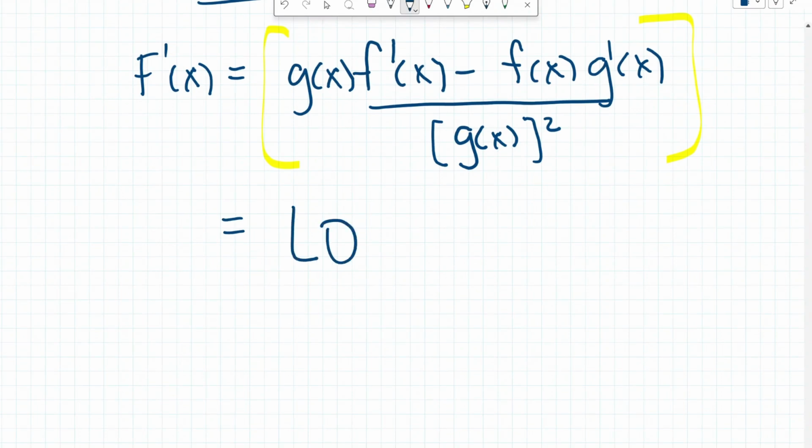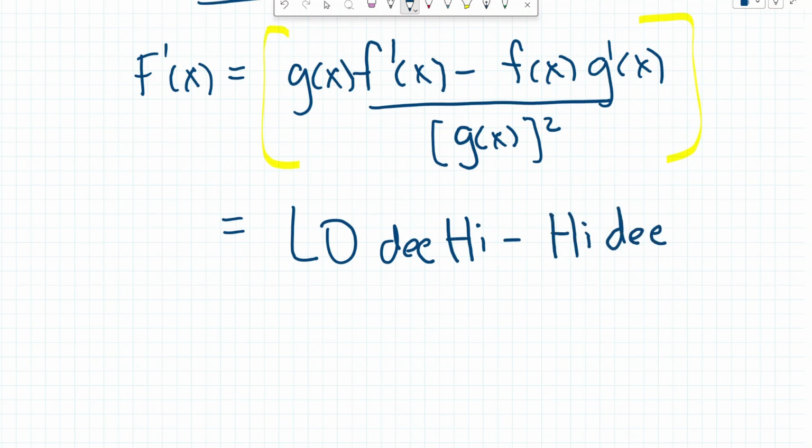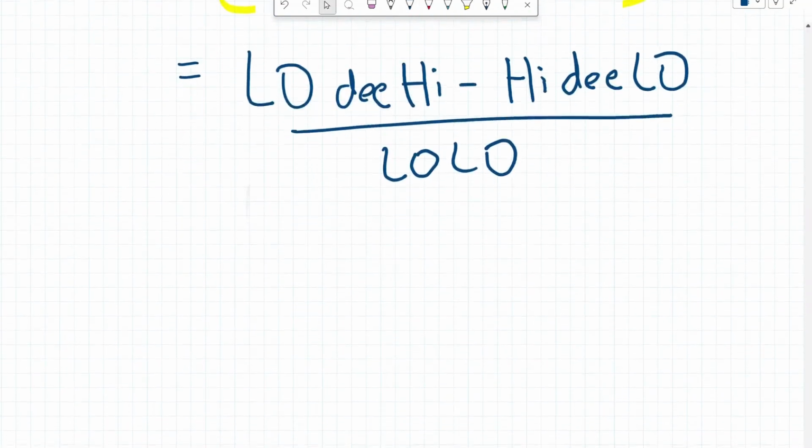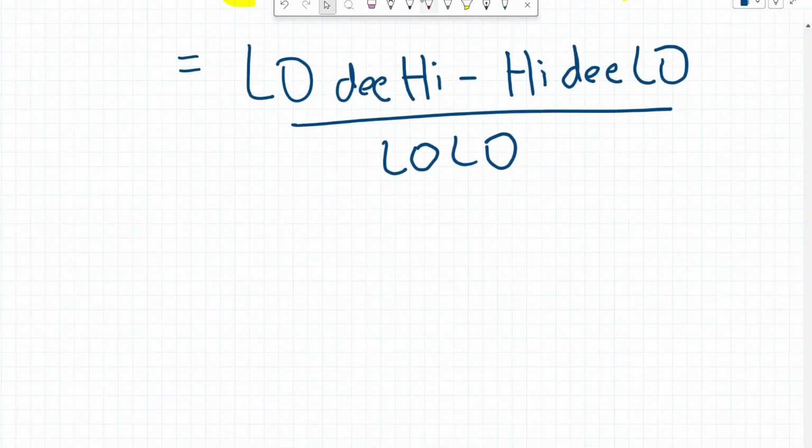So this rule sounds kind of funny. It is low d high minus high d low all over low low. And you might be asking, what does this mean? What kind of song are we singing?